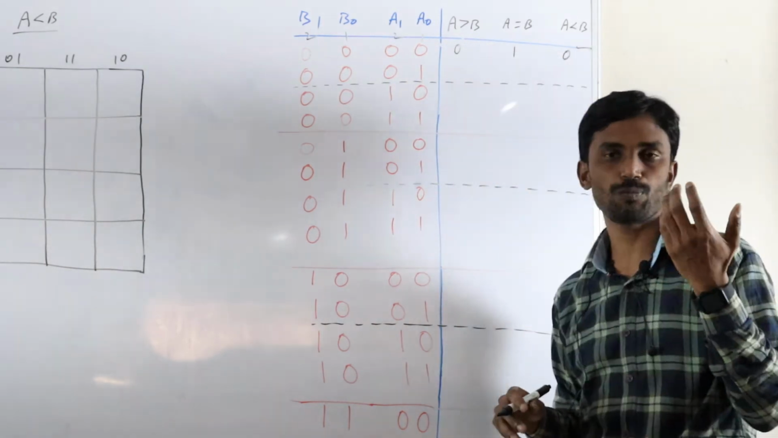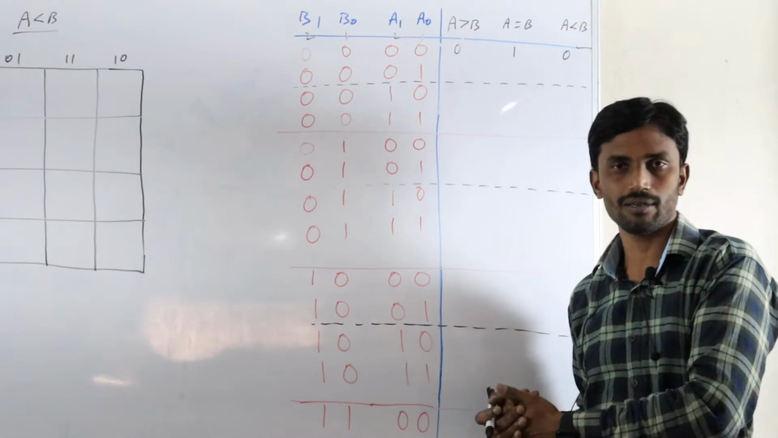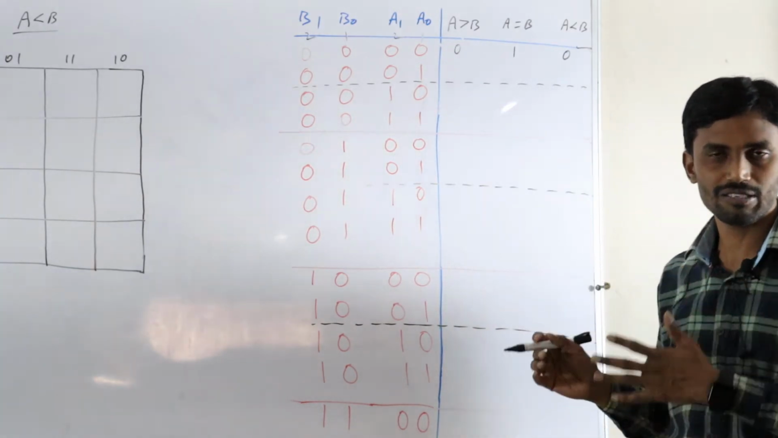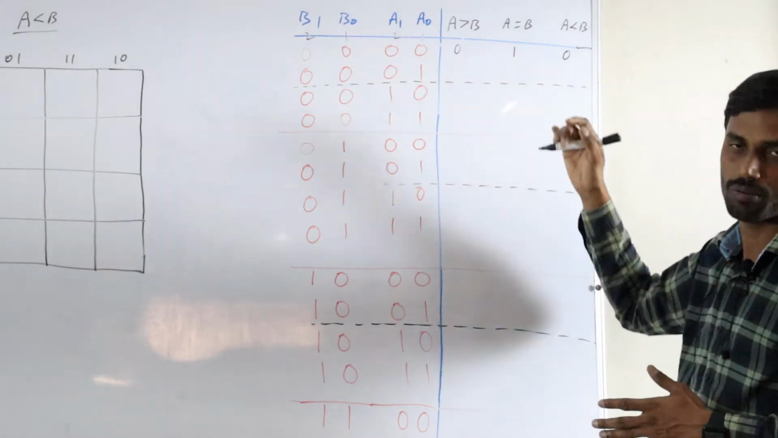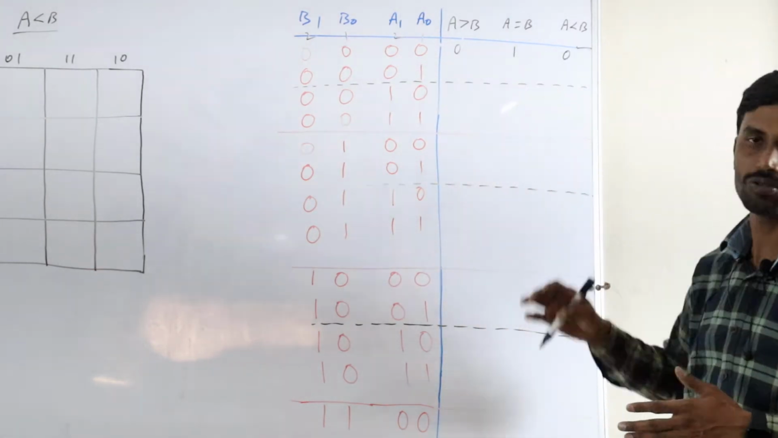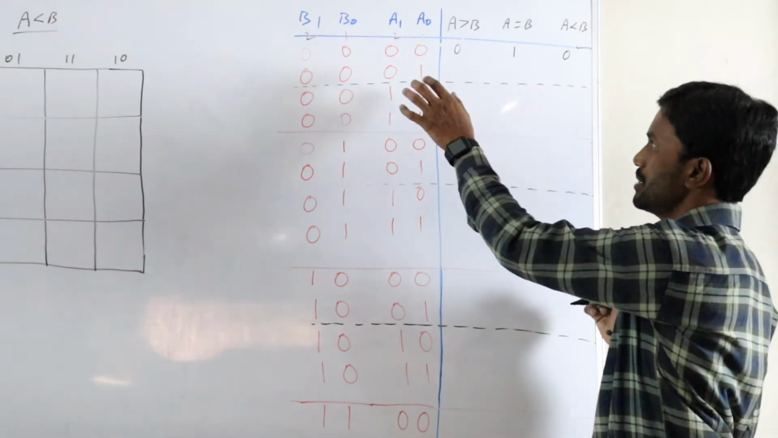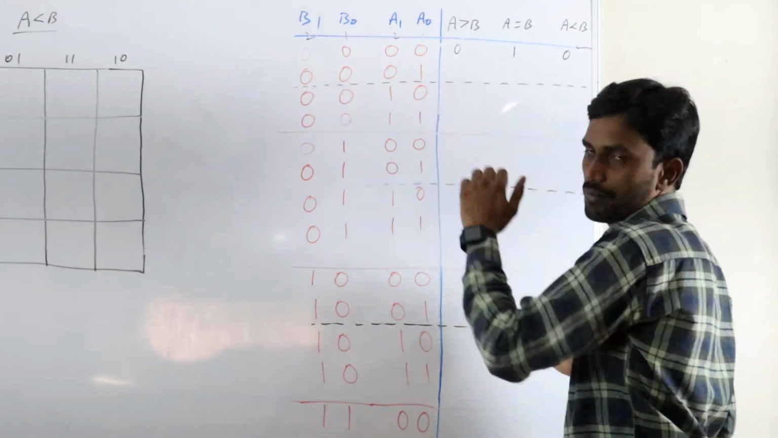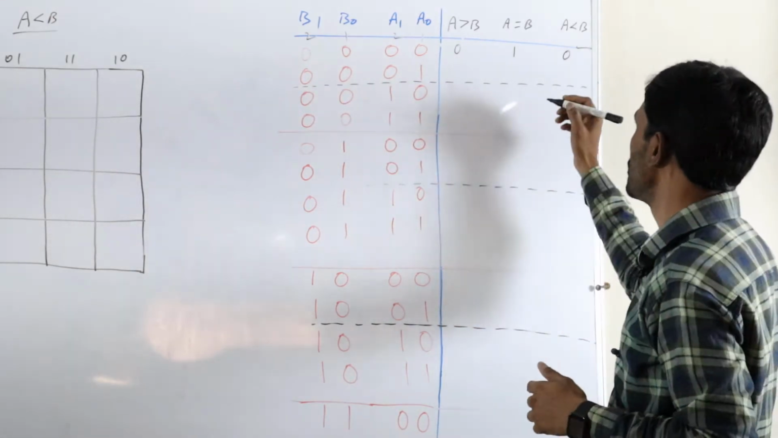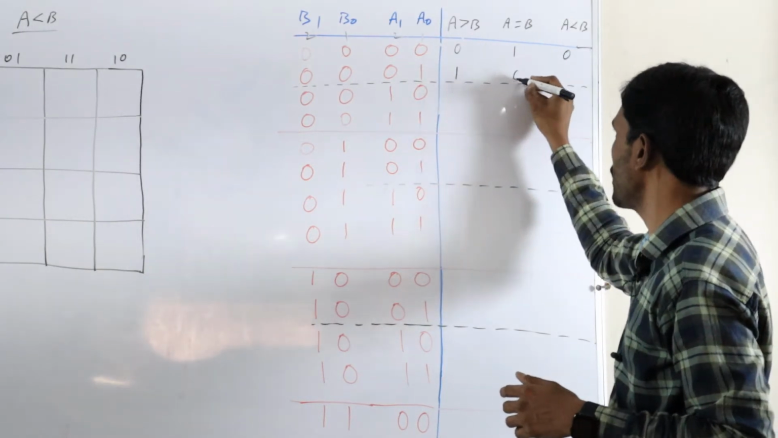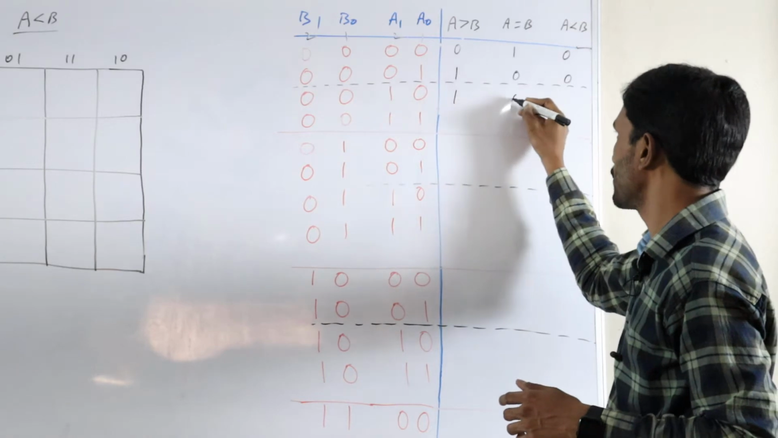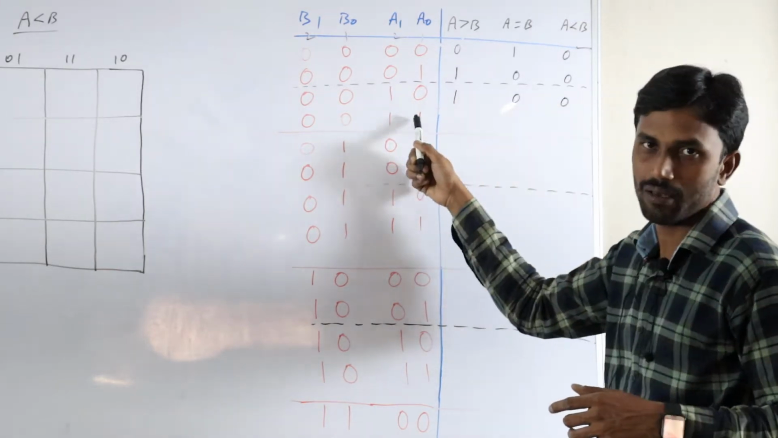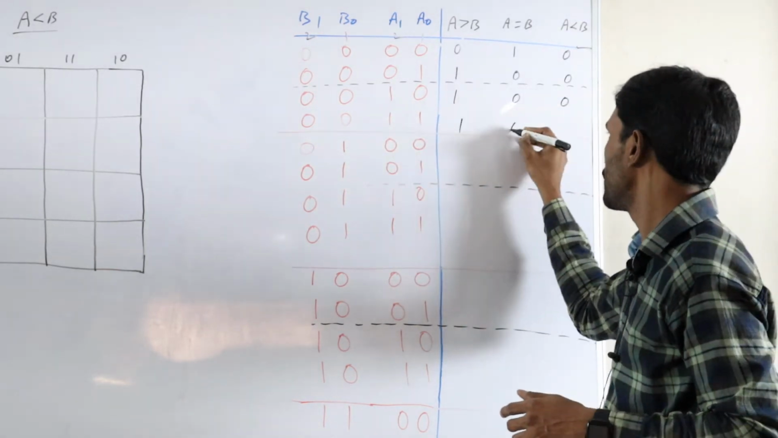These are my expected outputs from the comparator. I should design the comparator in this way. When this is the input, I should get A equal to B as 1 and the remaining 2 outputs should be 0. Now you observe this, A is 1, B is 0. So A is greater than B will be 1 and the remaining will be 0. Here A is 2, A is greater. A is 3, B is 0, A is greater.